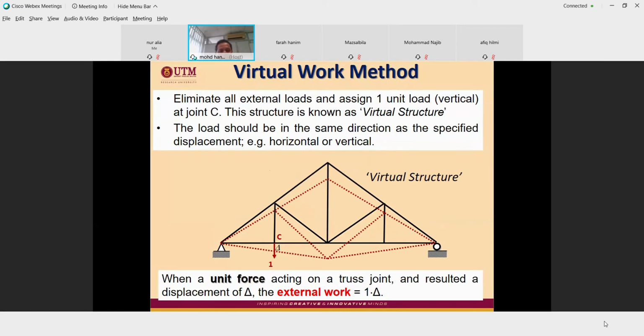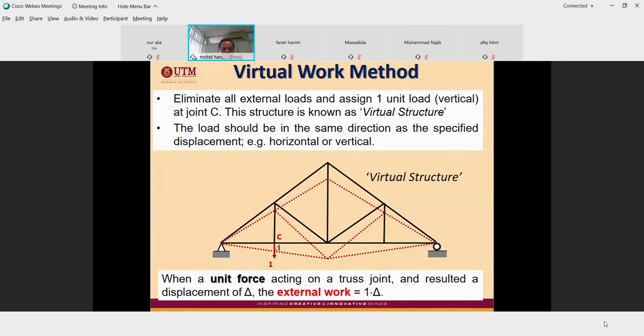Now the second stage: eliminate all external load and assign one unit load vertically at point C. This structure is known as the virtual structure. The load should be in the same direction as the specified displacement, for example, horizontal or vertical. So in this case, if the question is to find the vertical displacement at point C, we apply one unit load vertically at point C. If the question is to find the horizontal displacement at point C, then we apply it horizontally at point C.